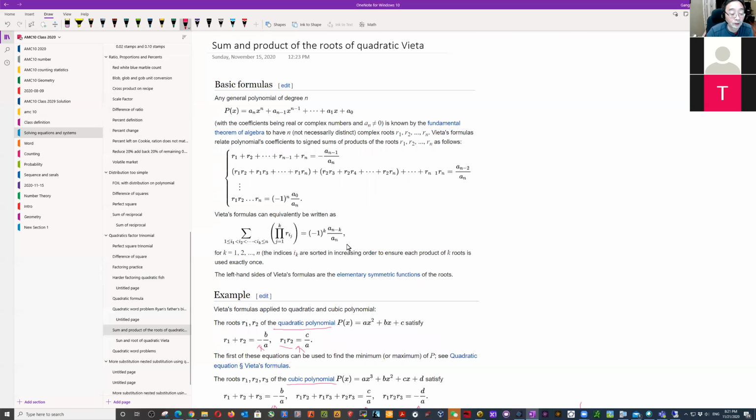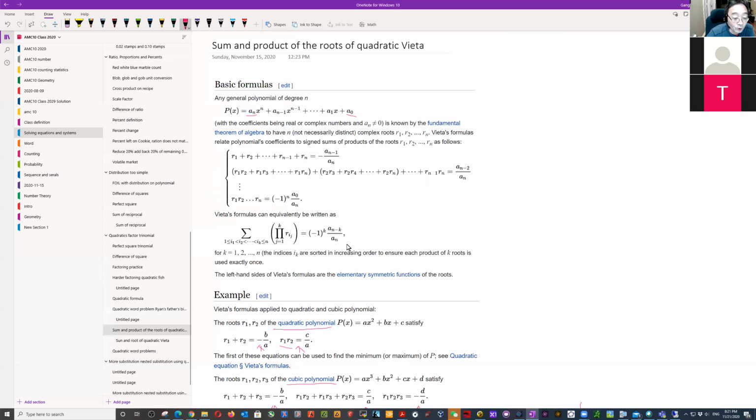So what does this mean? The generic form is that if it's an nth power polynomial, then this is the leading term. The leading term is a_n x to the n, plus a_(n-1) x to the n minus 1, all the way to a_0. a_0 is a constant term.